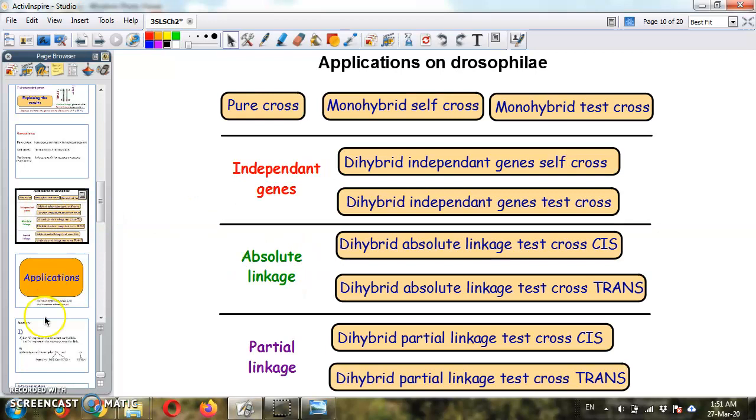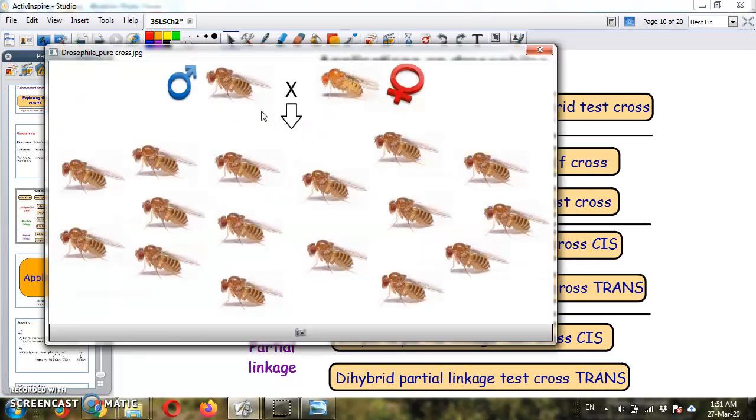Let's take this example. In the case of monohybridism, a pure cross can be represented by this figure. If we see here, we have a male having this characteristic, which has a brown body, crossed with a female having an orange body, and all their offspring had a brown body only. Because this cross took into consideration one genetic trait, it is the case of monohybridism.